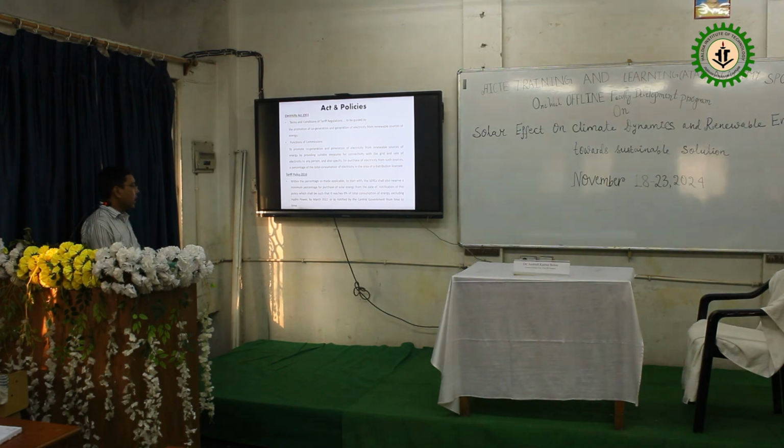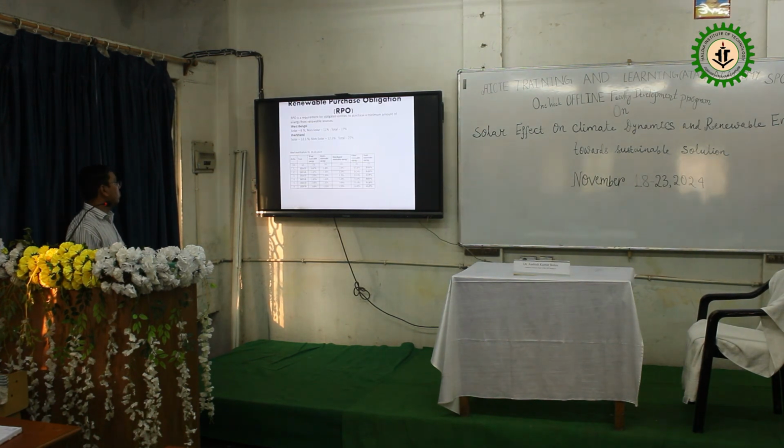It is decided, and according to the different tariffs, it is reached up to 8% of the consumption of energy, excluding hydropower, by March 2022. The central government, from time to time, is making amendments in that also. So whatever amendment happened in the 2016 tariff is being used here for all renewables and consumption. So, renewable purchase obligations.